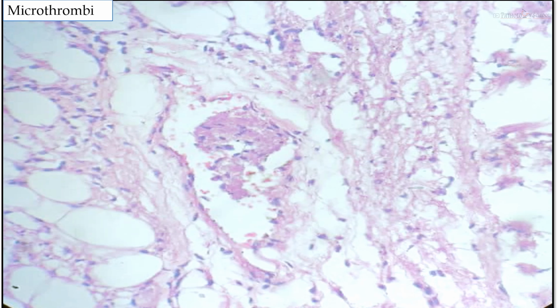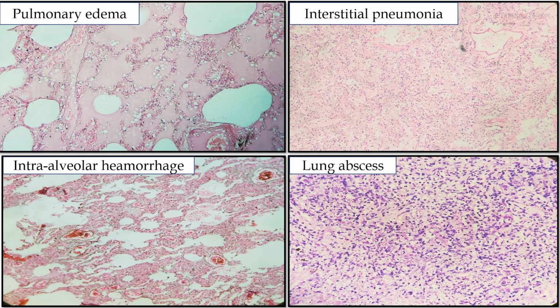Presence of microthrombi was seen in 21 patients. Other additional findings were pulmonary edema, interstitial pneumonia, intraalveolar hemorrhage, and a single case of lung abscess.